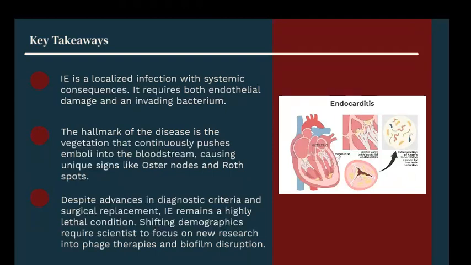Some key takeaways. IE is a localized infection with systemic consequences. It requires both endothelial damage and invading bacteria. The hallmark of the disease is vegetation that continuously pushes emboli into the bloodstream, causing unique signs like Osler's nodes and Roth spots in the eyes. Despite advances in diagnostic criteria and surgical replacements, IE remains a highly lethal condition. Shifting demographics require scientists to focus on new research like phage therapies and biofilm disruption.